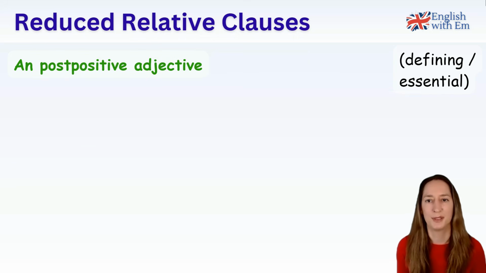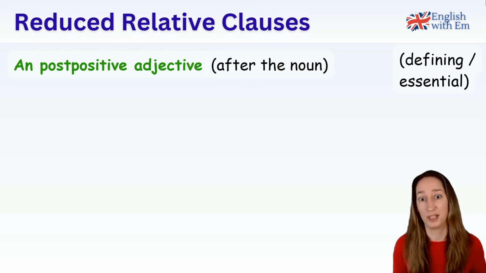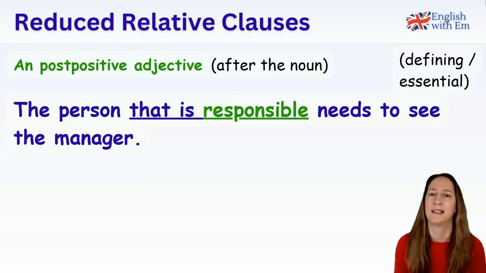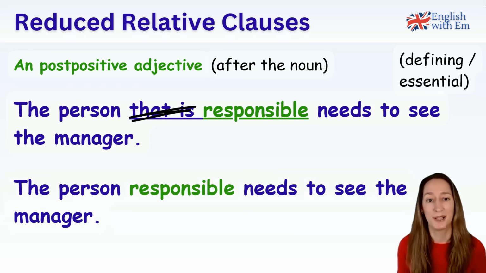Now let's look at a post-positive adjective. So this is an adjective that comes after the noun. These are much less common, but I just wanted to show you, just in case. The person that is responsible needs to see the manager. So here, this is even easier. We delete the relative pronoun and the verb to be, and that's it. The person responsible needs to see the manager.